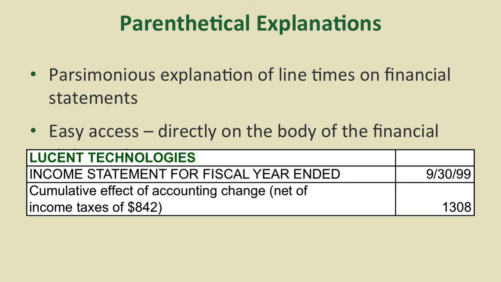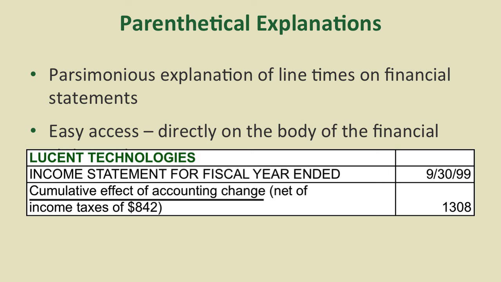This one provides very direct, simple, easy, parsimonious explanations of those line items on the financial statement directly on the body of financial statements. So for example, look at here. This is a Lucent Technologies partial income statement. And this line item is called cumulative effect of accounting changes.